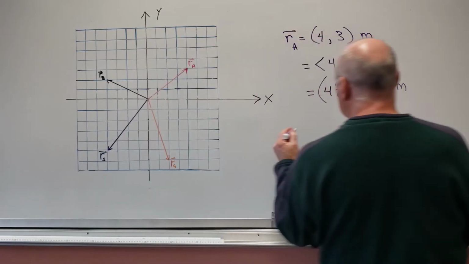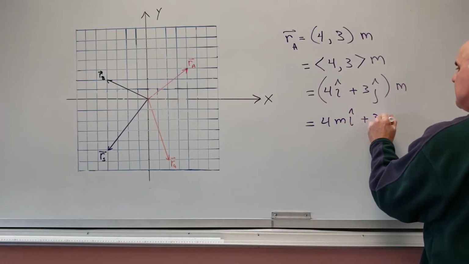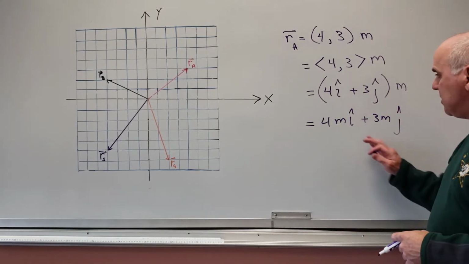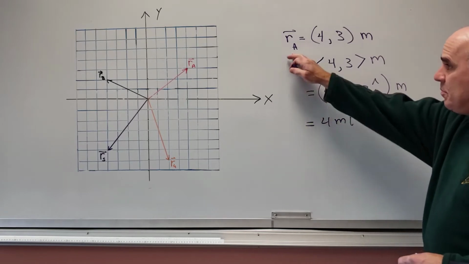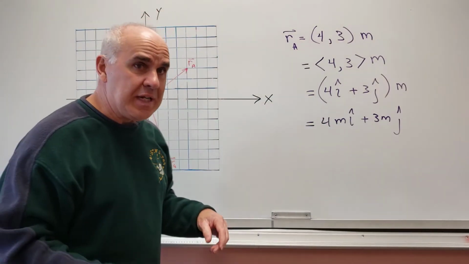I could write this as 4 meters in the i plus 3 meters in the j. And that's perfectly legitimate. I find it to be a little awkward, but it certainly is legal. So that would be the position of Adam. I don't have to go in the x direction first.